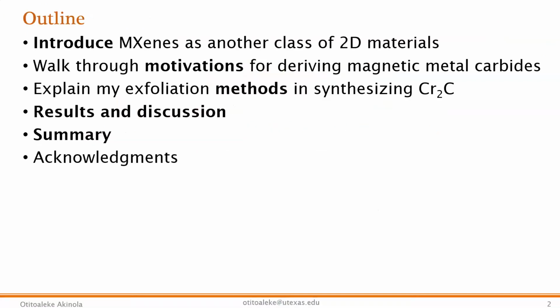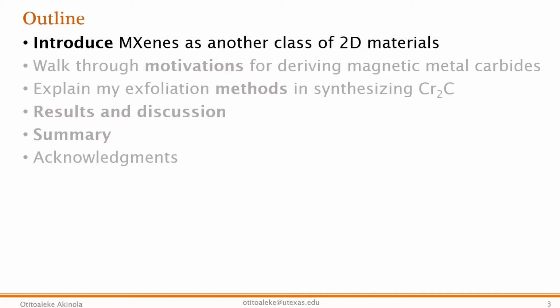So in my talk today, I will be introducing MXenes as another class of two-dimensional materials. I'll be talking about the properties that MXenes have, and then I'll be going through my motivations for deriving magnetic metal carbides. I'll be taking chromium carbide as my case study moving forward from there. Then I'll be talking about my exfoliation method in synthesizing chromium carbide. After that, I'll present my results and I'll have some discussion about that, and then I'll give the summary slide.